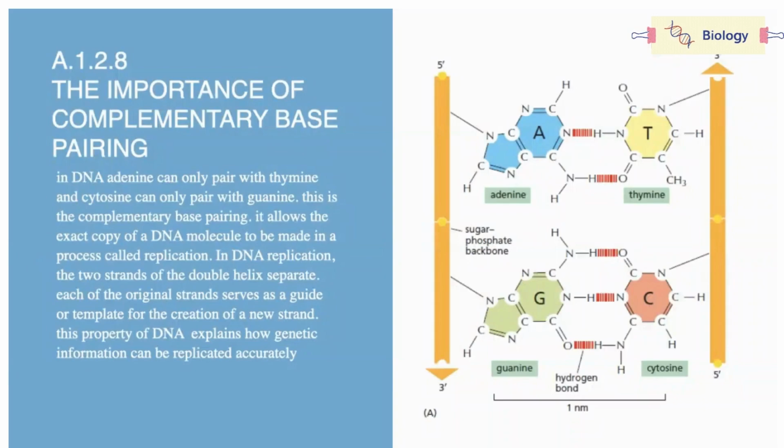The importance of complementary base pairing. So what is that? Complementary base pairing is important in DNA replication. In DNA, adenine can only pair with thymine, and cytosine can only pair with guanine. This is complementary base pairing, and it allows an exact copy of a DNA molecule to be made in a process called replication. This is very important.